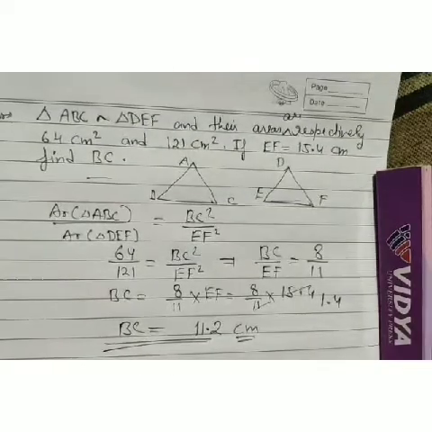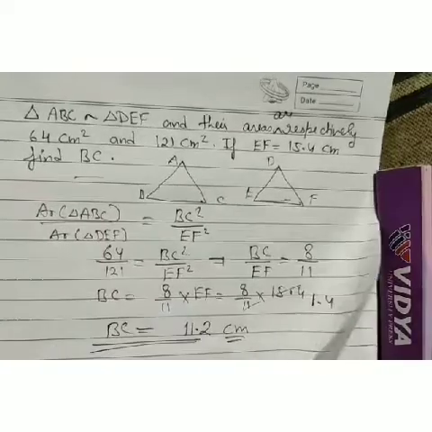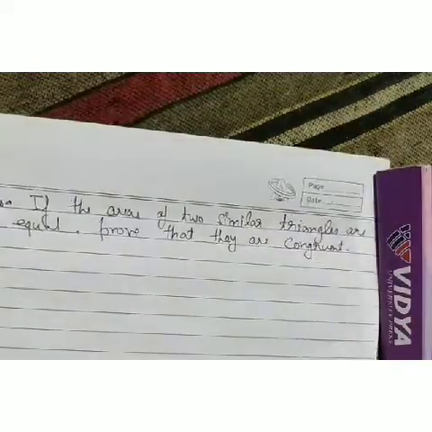This problem is based on our areas theorem. We have given the areas of two similar triangles and we have to find out one of the unknown sides there. Now this is the application-based problem on the area theorem. Now we are going to move on to the next problem.